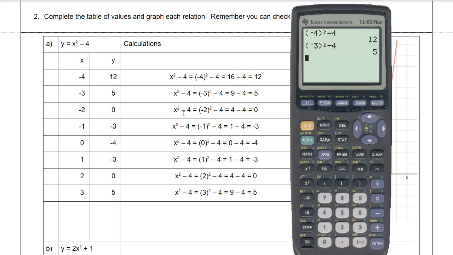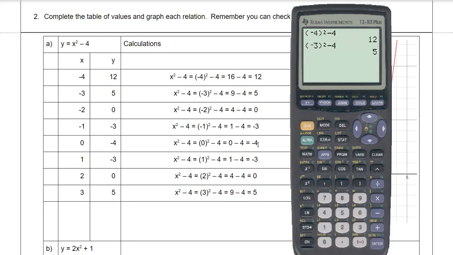And then you put negative 2 in. So negative 2 squared is this 4 here. Subtract this 4 gives you 0. And then we put negative 1 in. So negative 1 squared is 1. Subtract the 4 is negative 3. And then we'll put 0. 0 is the next one. So 0 squared is 0. Take away 4 is negative 4.